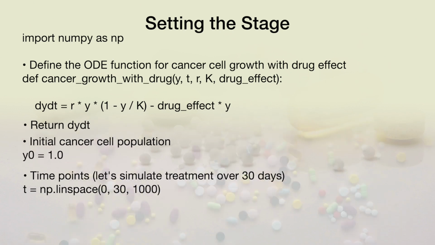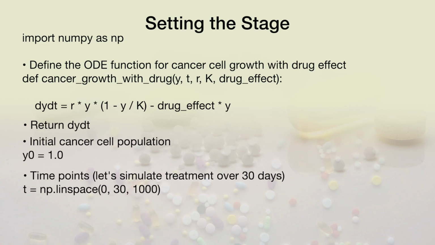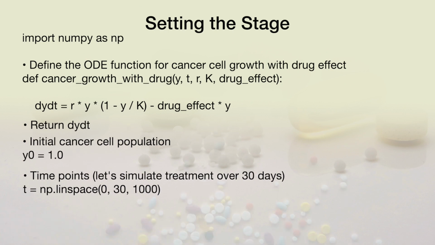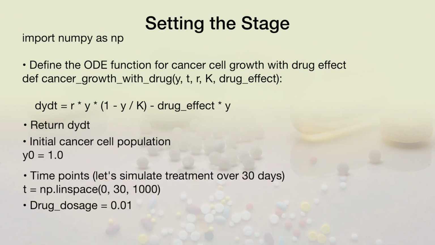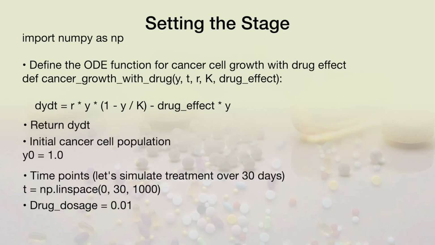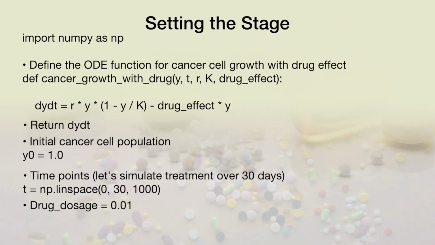t is a variable that we have given. We have imported numpy as np, and inside np we are using one particular function of it, that is linspace. Inside this we are giving 3 parameters: 0, 30 because we want it for 30 days, and 1000. After this we decide how much drug dose. We will start with a low dose, so we will give the initial drug dose as 0.01, a very small amount. Now we will see how it affects in the next step.